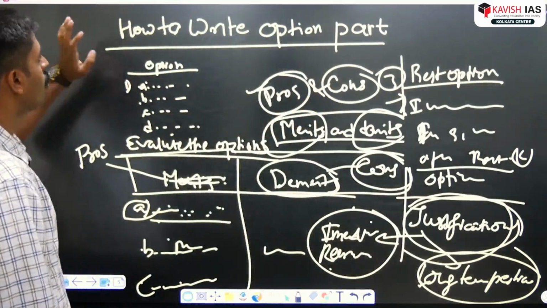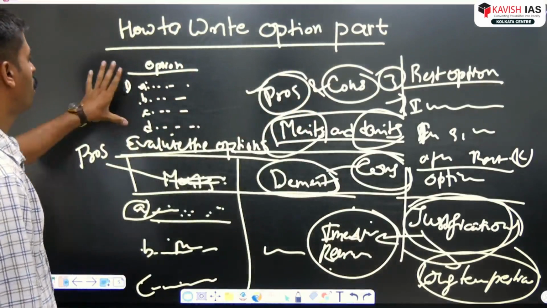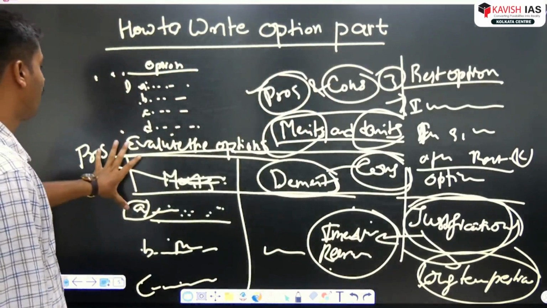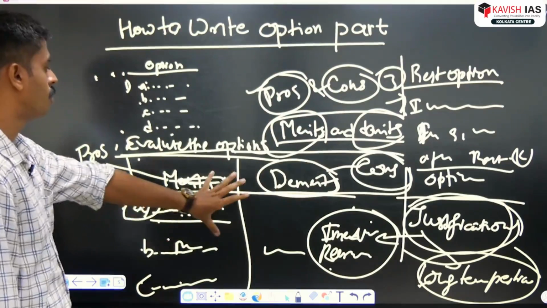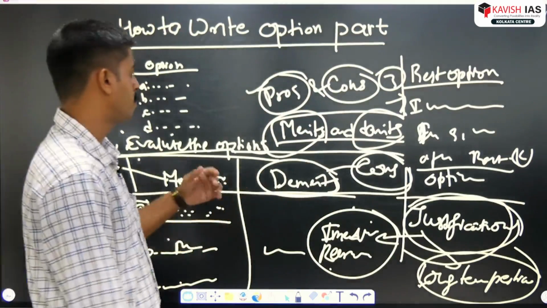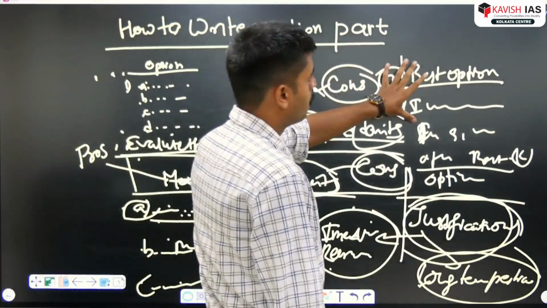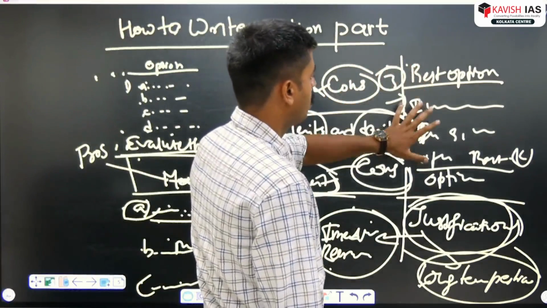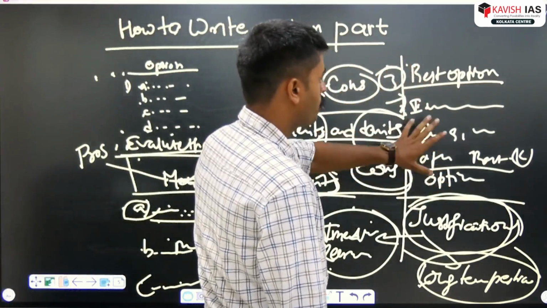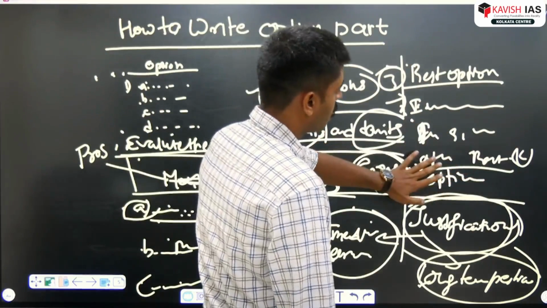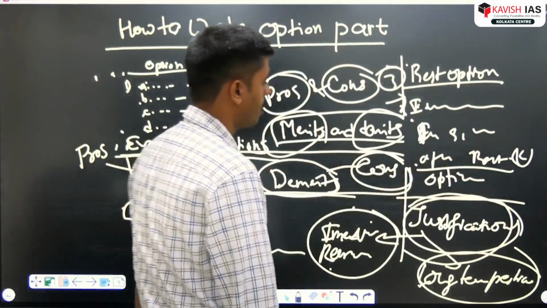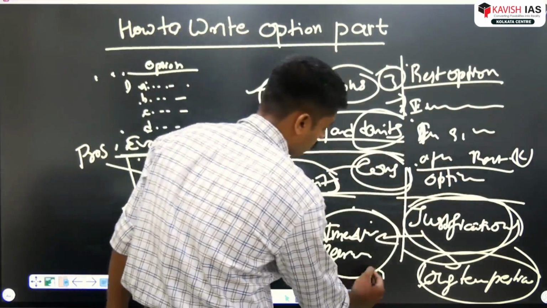Okay, so this is how you should write an options part. First write down the options, then evaluate. In evaluation just do what I have told. Then the best option, write the best option. Don't write "I will be choosing this." Okay, then give the justification for it, and then a conclusion to it, ending this.